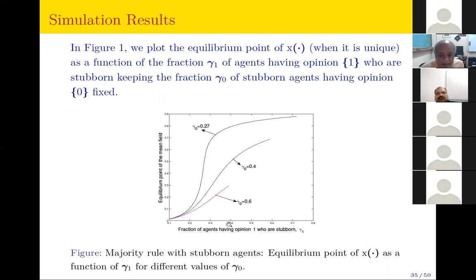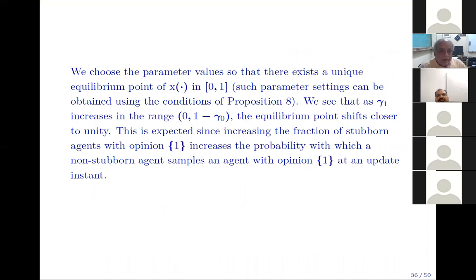Similarly, for different values of gamma 0, and this is the scale of gamma 1. And we choose the parameter value so that there exists a unique equilibrium point. Otherwise, it doesn't make sense because we're looking at only the unique equilibrium point, and that we can choose because of a theorem, which in our paper was called a proposition, but for some reason I call it a theorem.